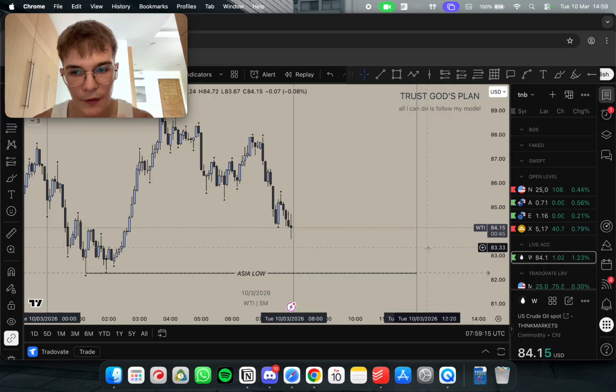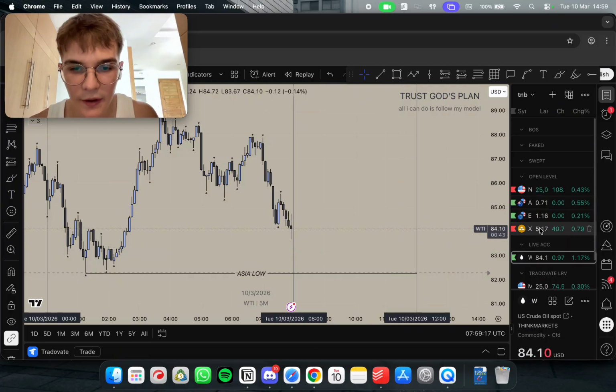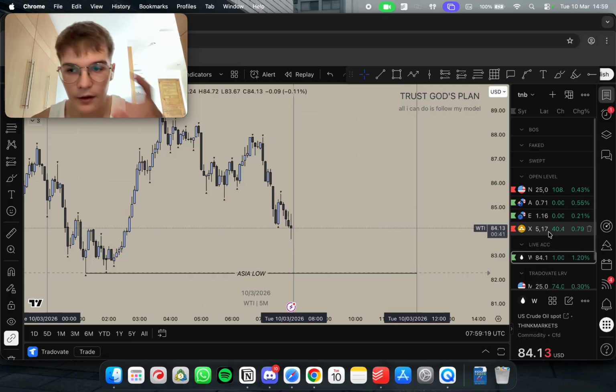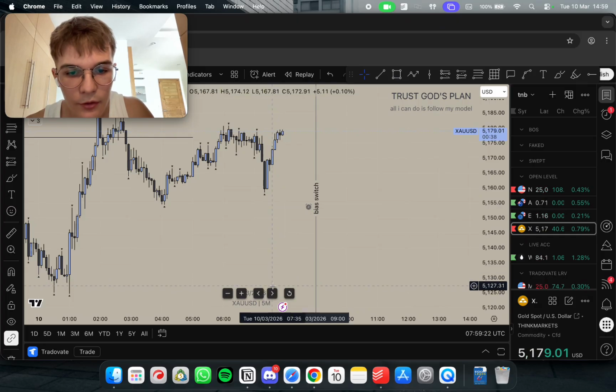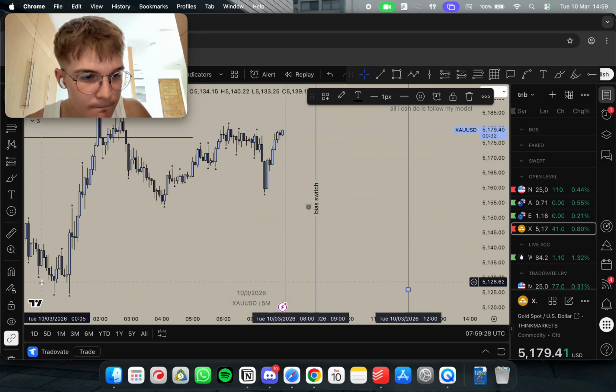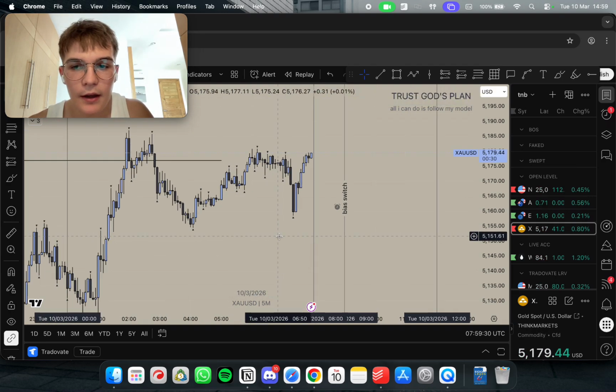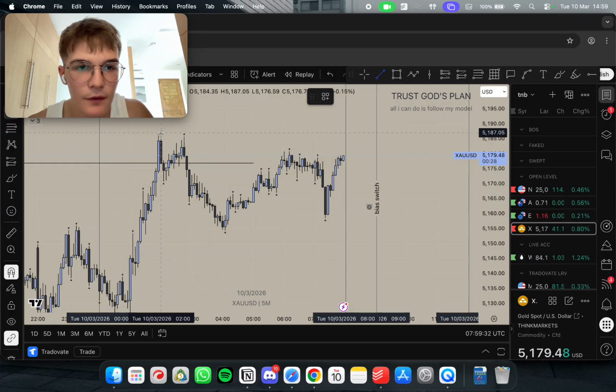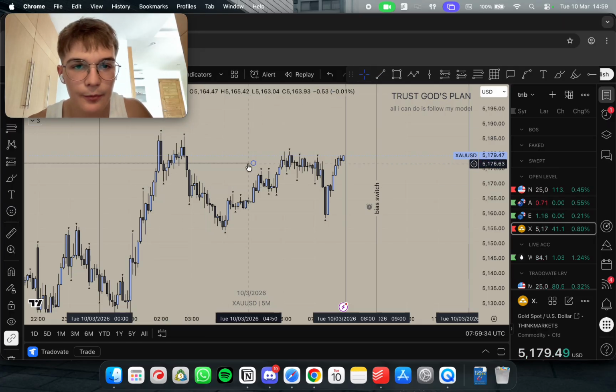That's what we are doing right now. So we have to first wait for these levels to get hit. But let's mark them out first. Okay, so we have marked out oil. Let's do that on gold right now. So 8 a.m., 12, and midnight. Nice. And we are bearish at the moment, unless the bias changes.